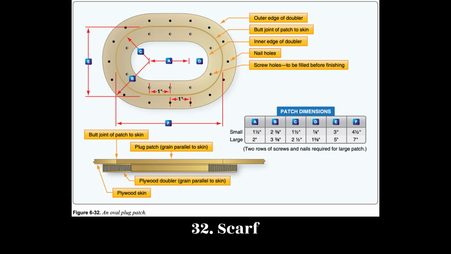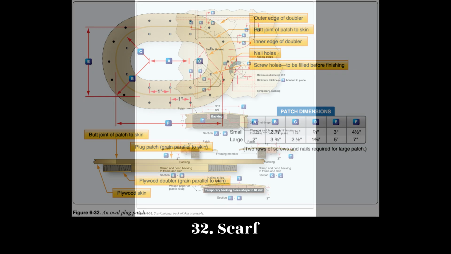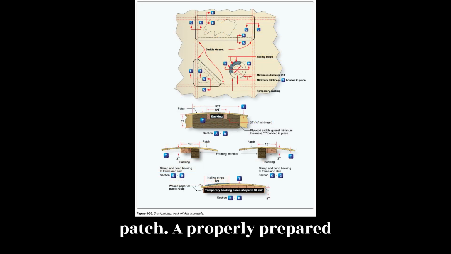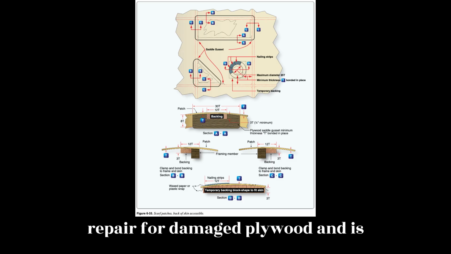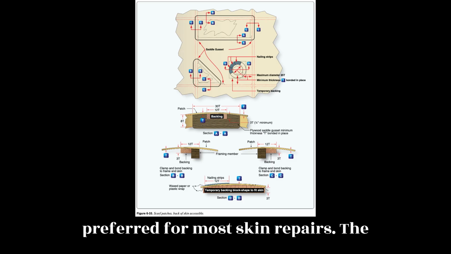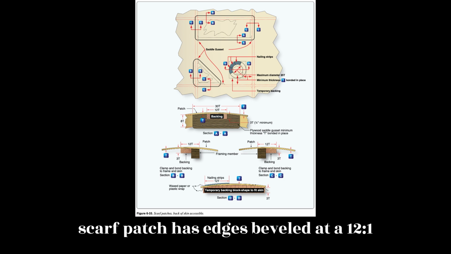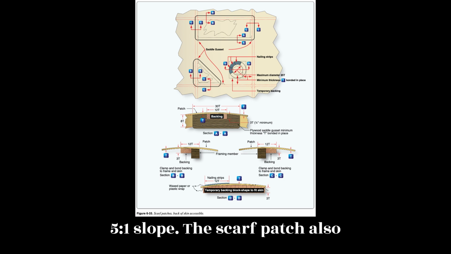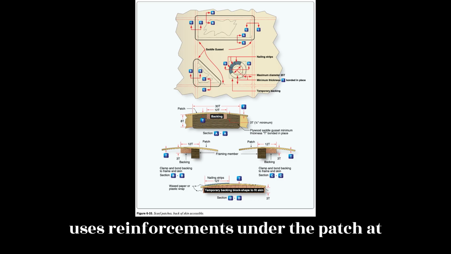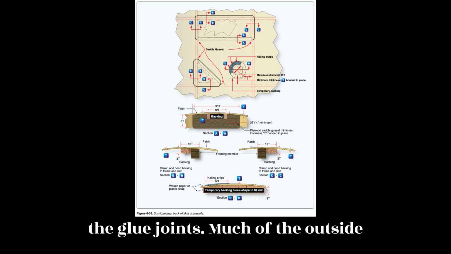Figure 6.32. Scarf patch. A properly prepared and installed scarf patch is the best repair for damaged plywood and is preferred for most skin repairs. The scarf patch has edges beveled at a 12:1 slope. The splayed patch is beveled at a 5:1 slope. The scarf patch also uses reinforcements under the patch at the glue joints.